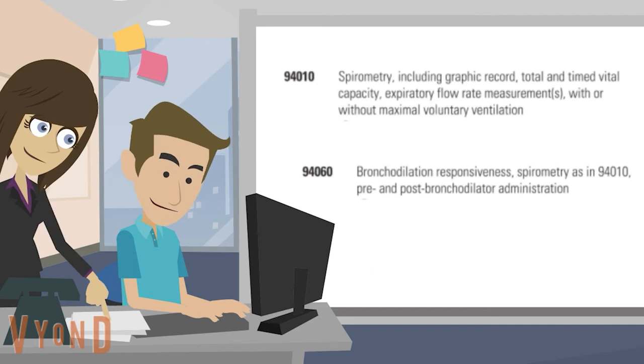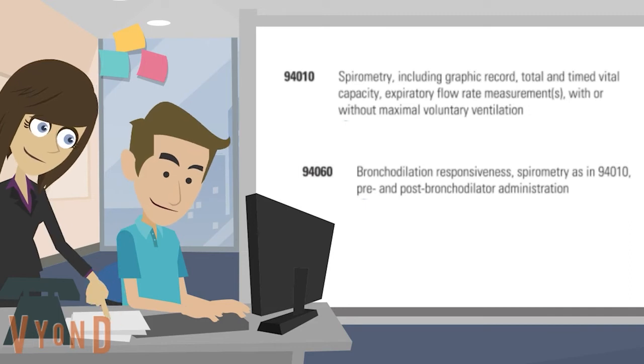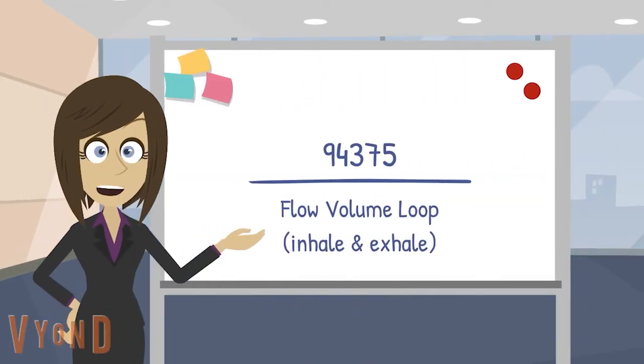And the difference between 94010 and 94060 is that 94060 is going to include all of the elements of the first CPT code, as well as a pre and post bronchodilator administration. So this may be some type of albuterol solution which has been delivered to the patient via nebulizer, just as an example. Our third and final code option available in CPT for spirometry is 94375. CPT code 94375 is for the flow volume loop. And this is where we are going to measure not only the exhale from the patient, but the inhale as well. And this is going to form a circular representation on the graph that is recorded in the medical record.